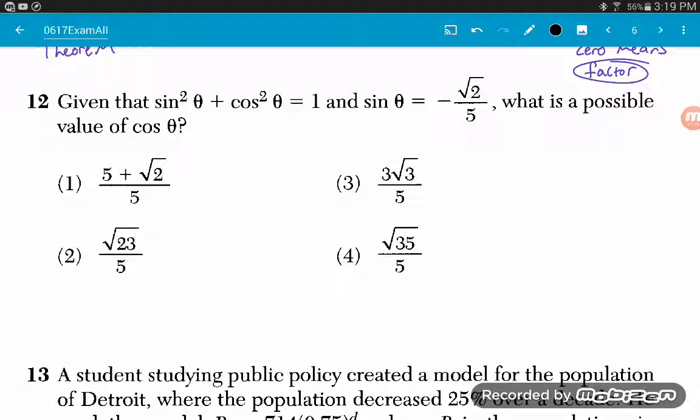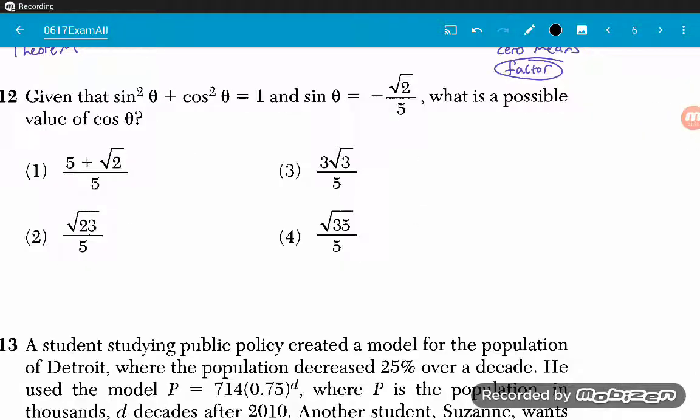Number 12. Given that sine squared theta plus cosine squared theta equals 1, and sine theta equals negative radical 2 over 5, what is a possible value of cosine theta? So they've given us what sine theta is equal to. Sine theta is equal to this. This right here is just sine theta squared.